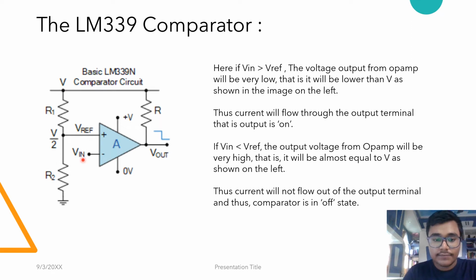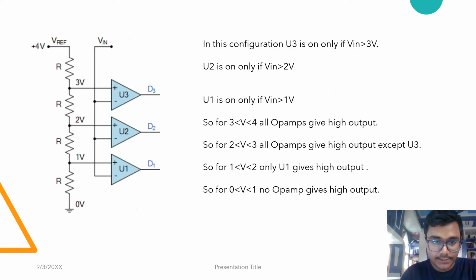On the other hand, if the input voltage is less than the reference voltage, then the output here will be quite high and will almost be equal to V. And so current will not flow down through this resistor, and so the op amp will be in off state.